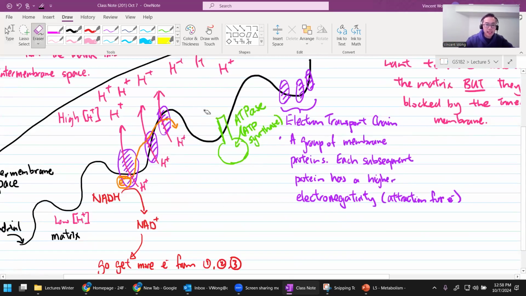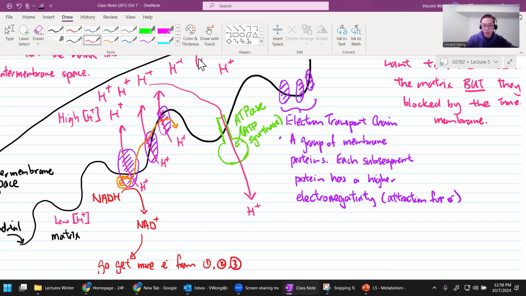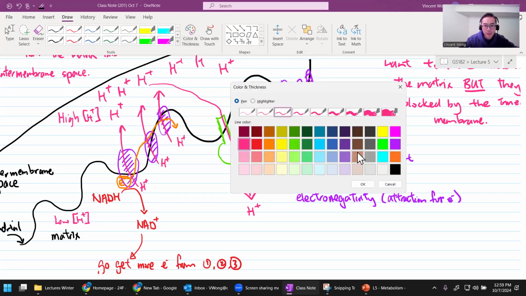So this is basically the turbine. This is basically the alternate pathway. So all these H plus, they're gonna come back in. They're gonna go through the ATPase back into the matrix. That's the only path. Everything else is blocked off by the inner membrane. And as the H plus pass through the ATPase, it's gonna turn the ATPase. And in doing so, you're gonna be generating ATP.